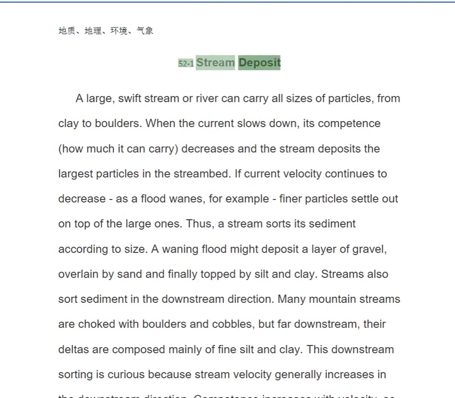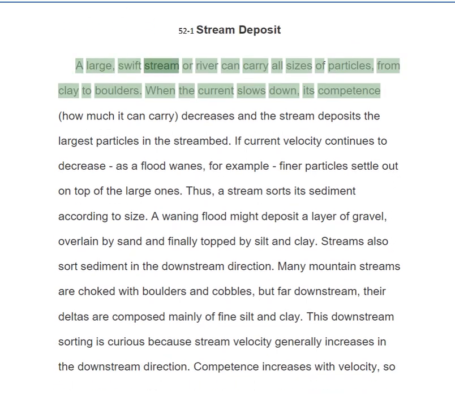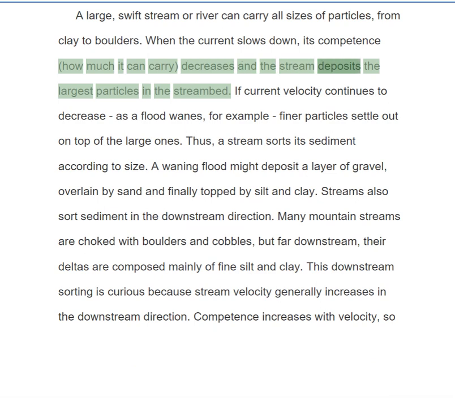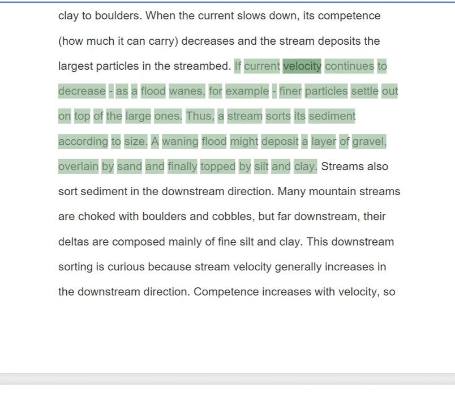52 to 1 stream deposit. A large, swift stream or river can carry all sizes of particles, from clay to boulders. When the current slows down, its competence decreases and the stream deposits the largest particles in the streambed. If current velocity continues to decrease as a flood wanes, for example, finer particles settle out on top of the large ones. Thus, a stream sorts its sediment according to size. A waning flood might deposit a layer of gravel overlain by sand and finally topped by silt and clay.